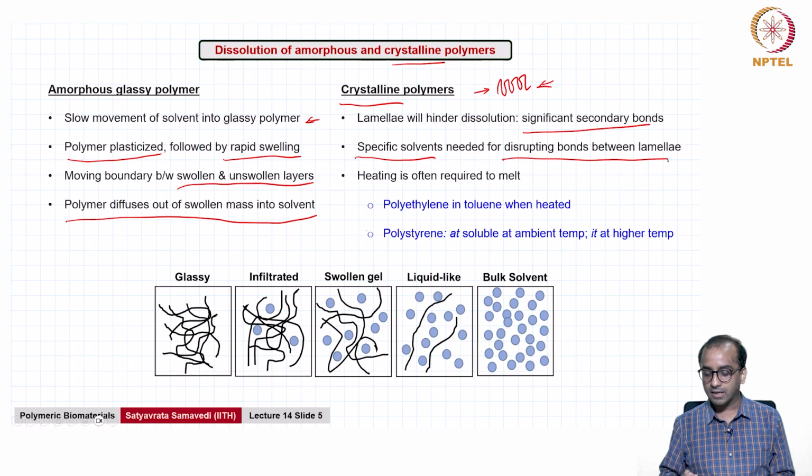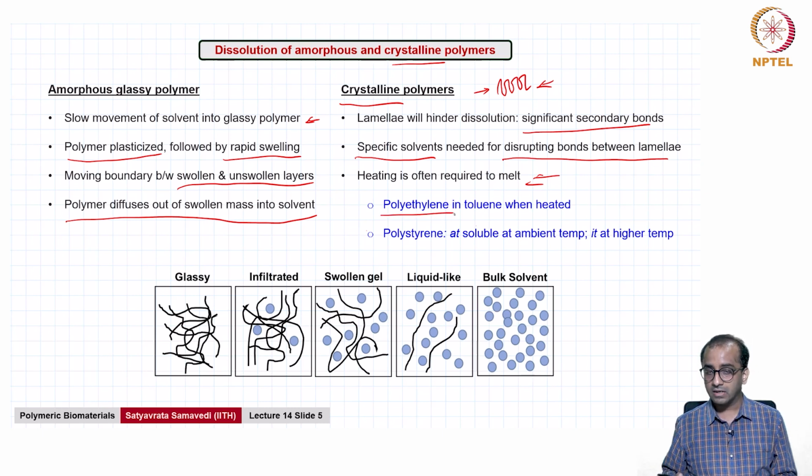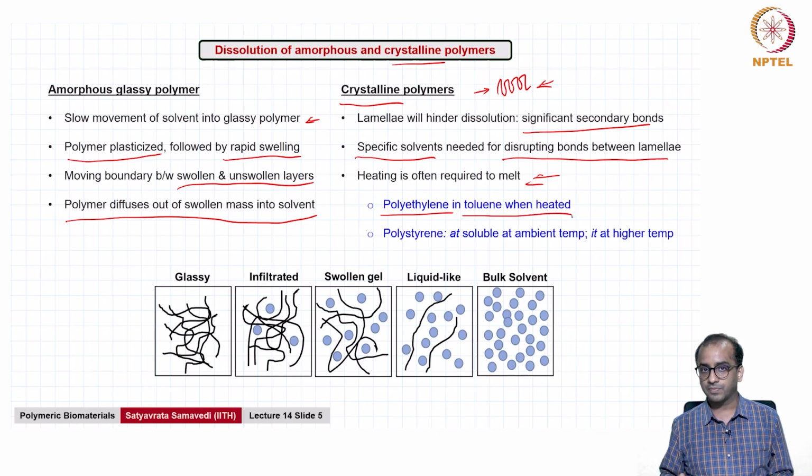And not only that, because we are looking at temperature and solvent effects, oftentimes you will see that a solvent alone will not make the cut. You might, in many cases, need heat to also be supplied for the polymer to dissolve. Essentially, you are letting the crystallites melt or aiding crystallite melting. As an example, polyethylene will be much more soluble in toluene when it is heated.